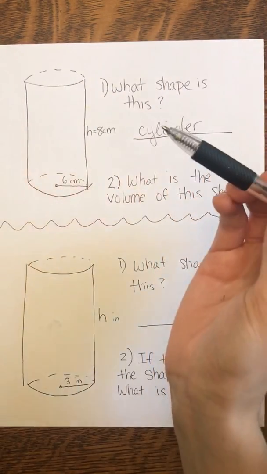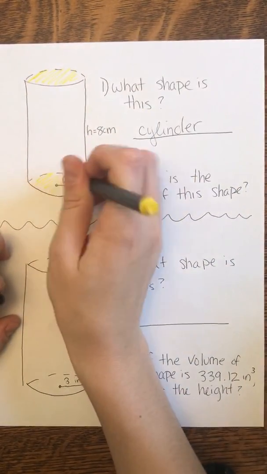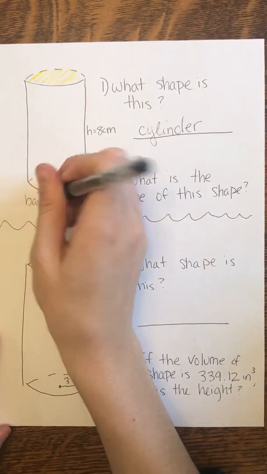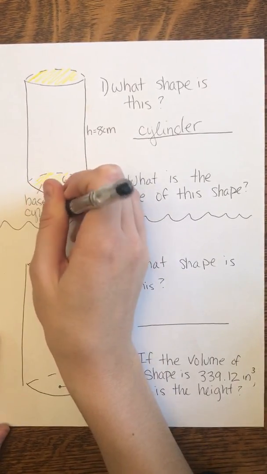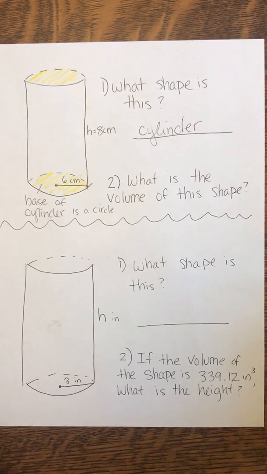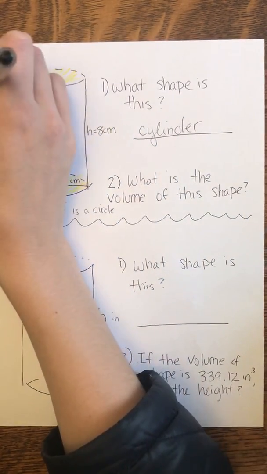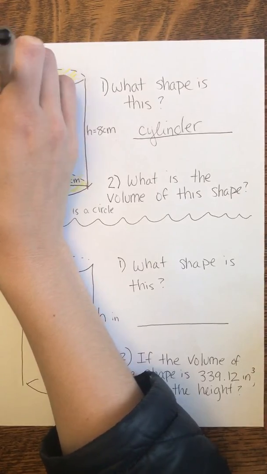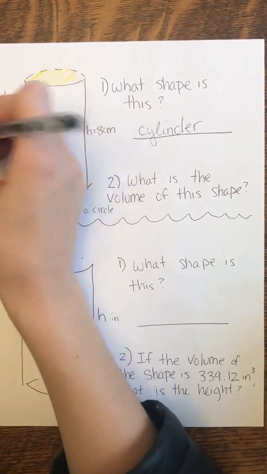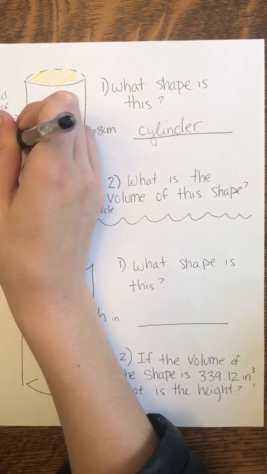So, something special about cylinders is the bases, which I'm going to color in yellow. These bases, it's how the soup can stands on its base. This is what it's called, a base, is a circle. The base of a cylinder is a circle. And to find the volume of a cylinder, I need to find the area of the base and then multiply it by the height. So to find volume of cylinder, I need area of base times h, or the height.